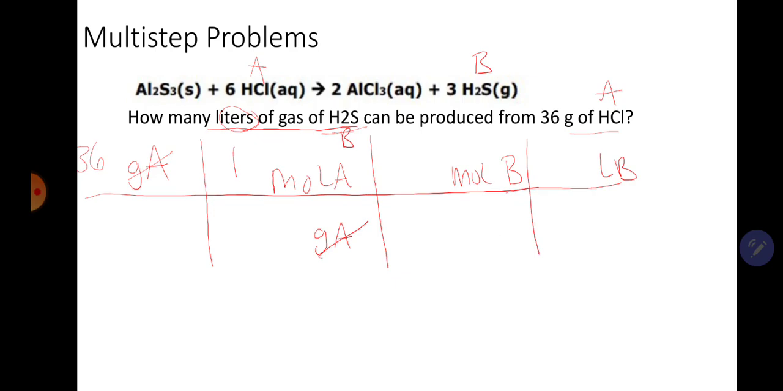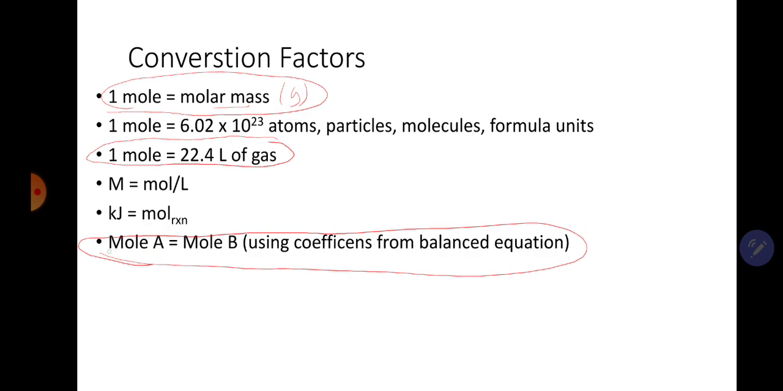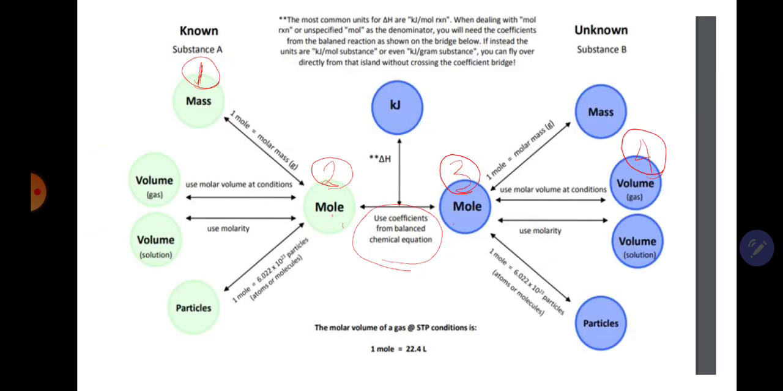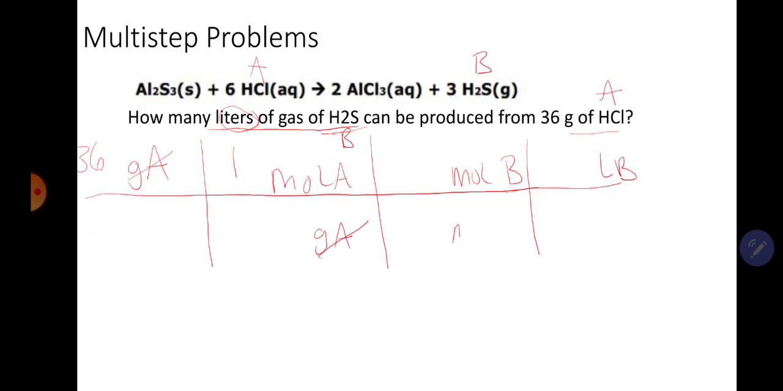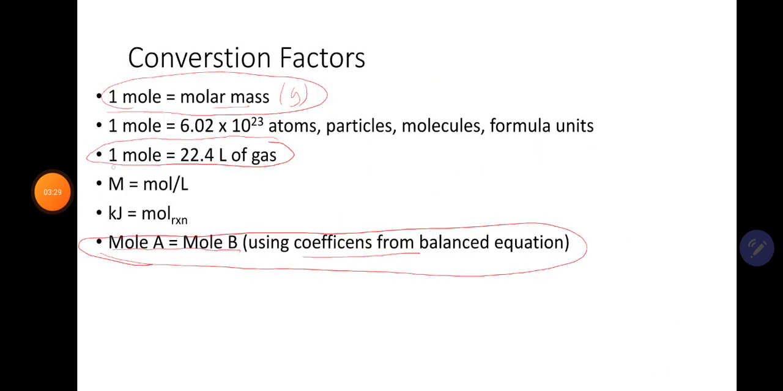Alright, so I need a mole A on the bottom. I know mole A is equal to mole B, and I'm going to use those coefficients to figure out the number. So we'll put mole A on the bottom. Now that cancels. I'm going to go find those coefficients. For A, it's going to be 6. For B, it's going to be 3. Now I need a mole B on the bottom. And my conversion factor that we said we were going to use, we need liters of gas. 1 mole is 22.4 liters of gas.